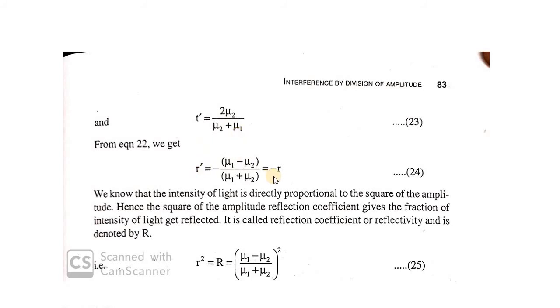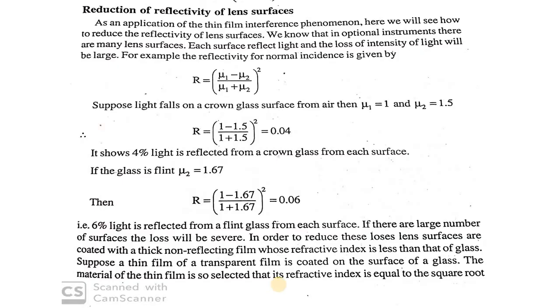And always the intensity is the square of the amplitude. The amplitude reflection coefficient is actually the fraction of the light intensity that is getting reflected, and it is called the reflection coefficient or reflectivity, and it is generally denoted by R. And R square is equal to mu1 minus mu2 divided by mu1 plus mu2 whole square.